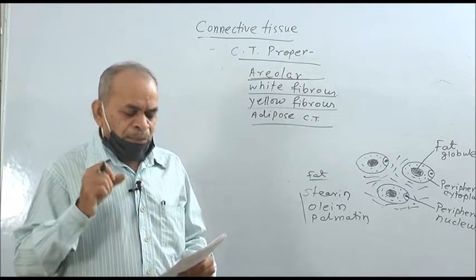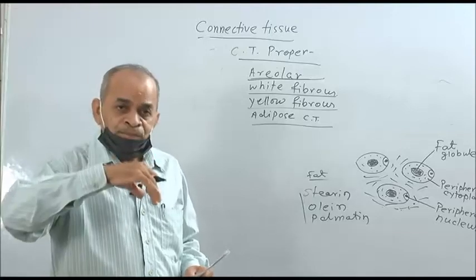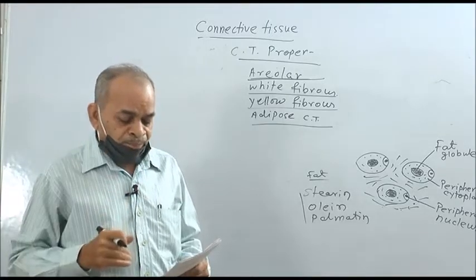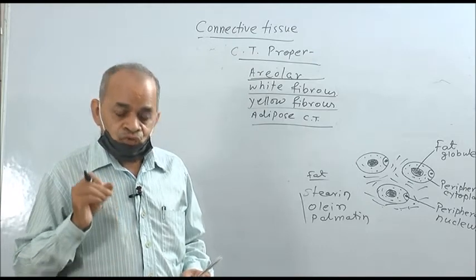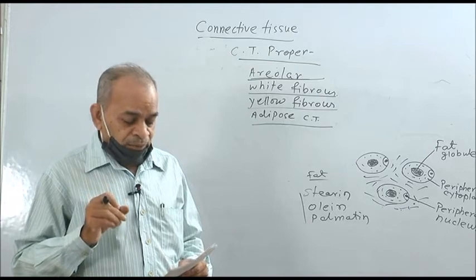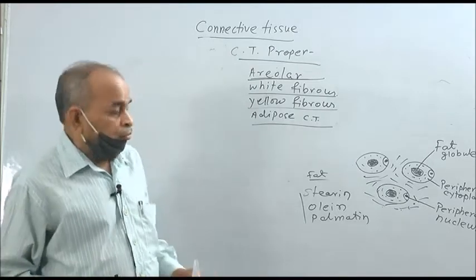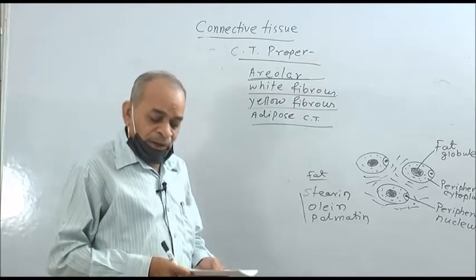The camel's hump, the hump on the camel's back, is largely fat laden adipose tissue. So that is the connective tissue proper, then skeletal tissue.